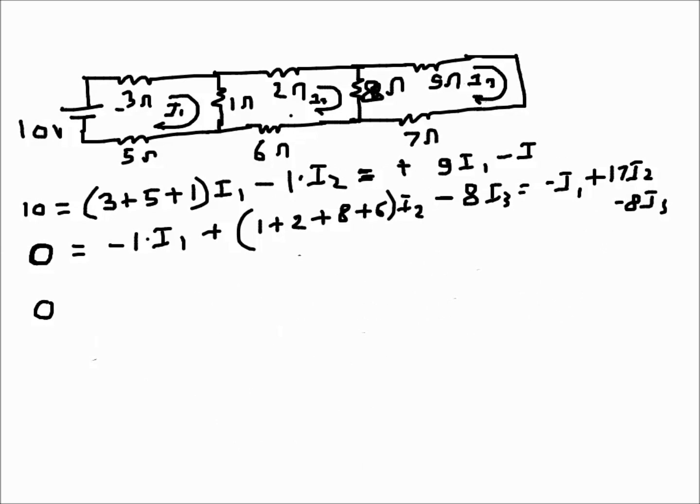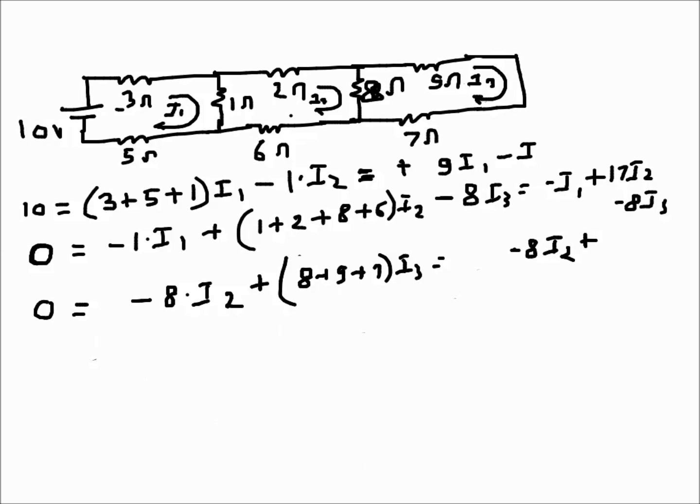And for the third one, there is no I1 here. The common resistance with I2 is 8 ohms, so I2 will come as minus 8 I2, plus the sum of the resistances, 8 plus 9 plus 7, for I3. So it's minus 8 I2 plus 24 I3.